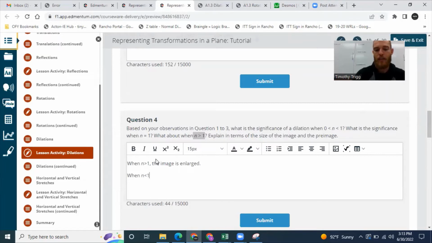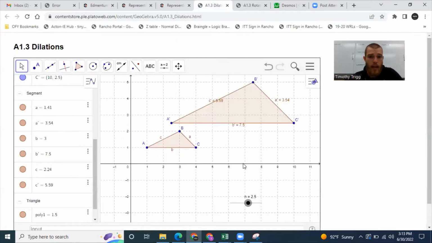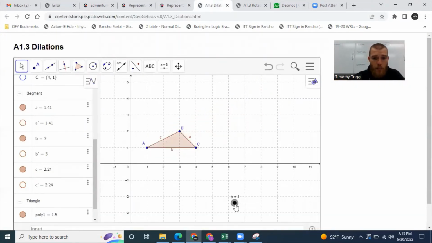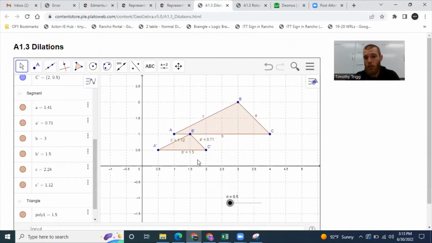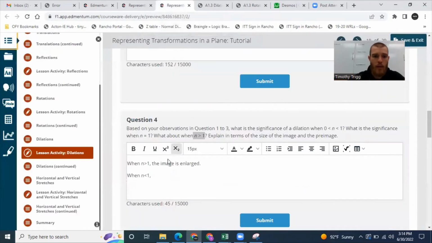Say you have a scale factor of 1/2, right? That's less than 1. Well, what do you think is going to happen to the image? Well, we can actually see. If I make my scale factor, my n, 0.5, you can see it makes it smaller, right? So when your n is between 0 and 1, in other words, like a fractional amount, what happens to the image? It's not an enlargement, it's what we call a reduction. So the image gets smaller, we can call that a reduction, is reduced.